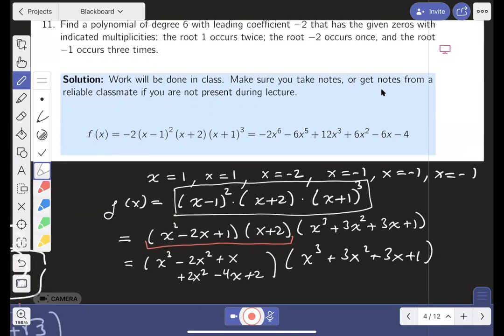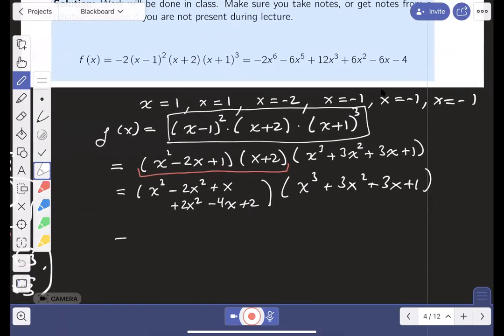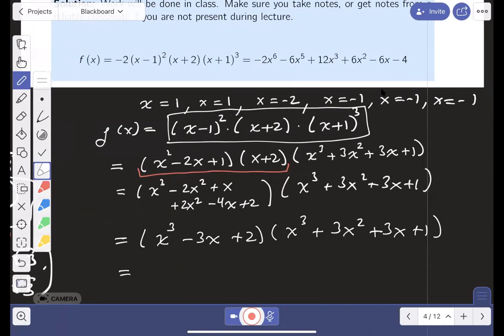By the way, I'm not the one who needs practice, but you guys definitely need practice at this. But just give me x cubed minus 3x plus 2 times x cubed plus 3x squared plus 3x plus 1. And keep moving through it. And I know it's tough. There's no doubt about it. All right. So what do you get over here?